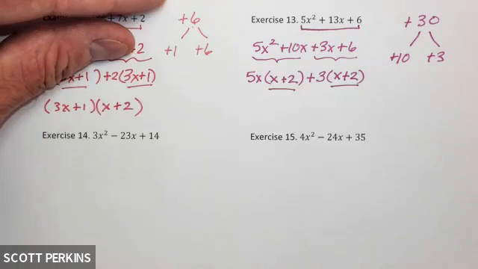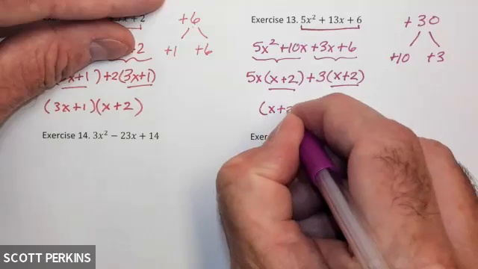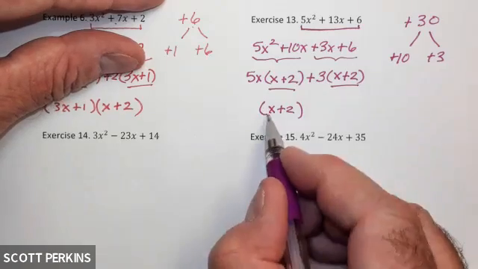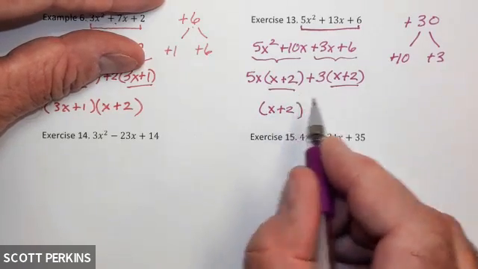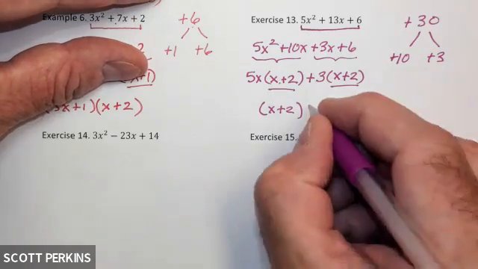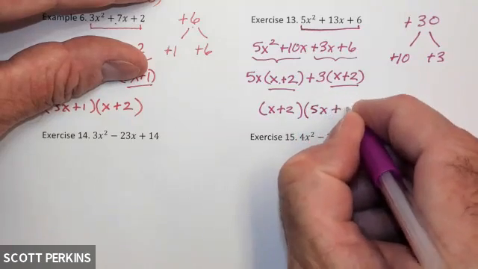I've got an x plus 2, so I'll factor that out. There's only one of them. I mentioned that last time we talked about grouping. Don't put x plus 2 squared. You're not multiplying anything here. They each have one x plus 2 to give, and then I have 5x plus 3.